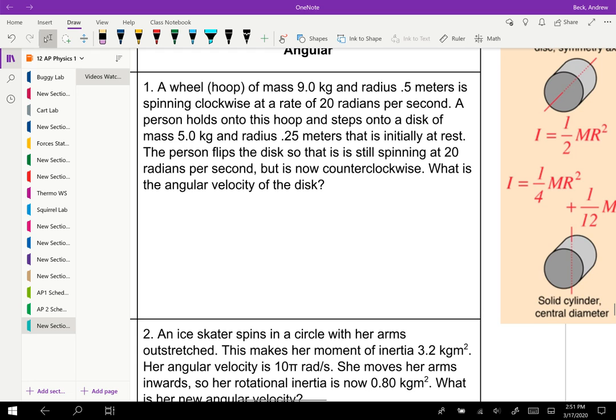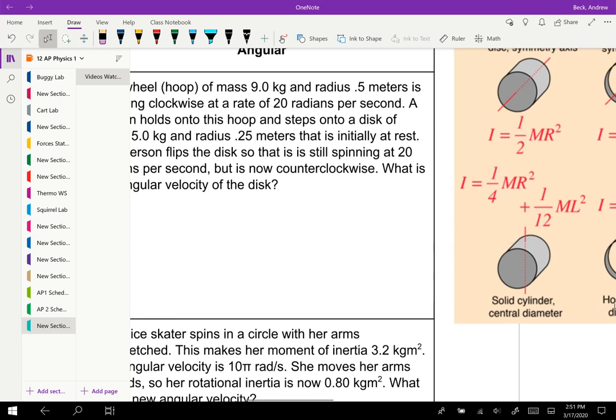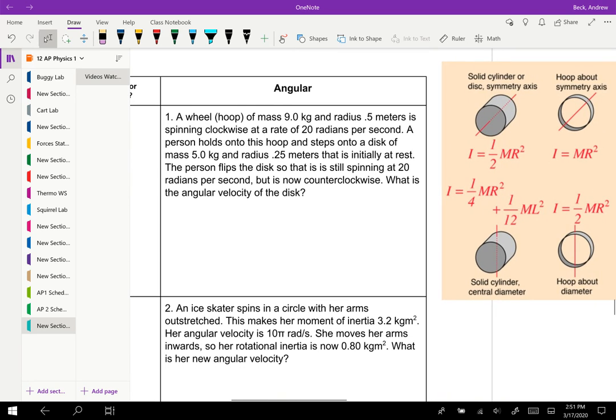So that's a lot. Before we draw any pictures or anything, I just want to solve for the moments of inertia. For the hoop, the moment of inertia is I equals mass times radius squared. 9 times 0.5 squared, that is 9 times 0.5 times 0.5. So we get 2.25 for the hoop.